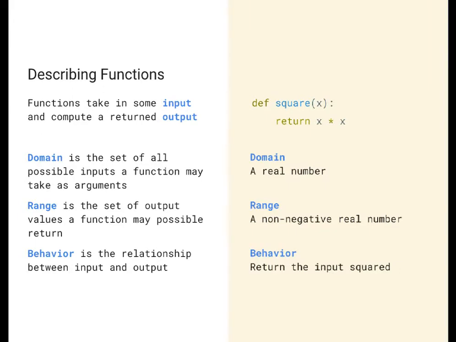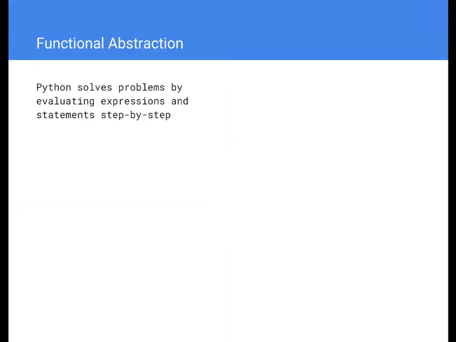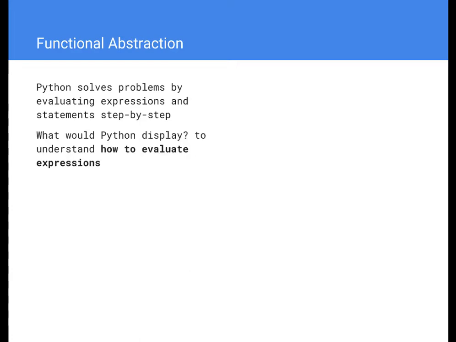All right, so another useful point just to really drive that home. Python, we know, solves problems by evaluating expressions and statements step by step. And so we've seen some examples of that. So we asked you, for example, what would Python display, like we did in quiz 1, to understand how does Python evaluate expressions? What's the order in which things occur? Where do we go next?